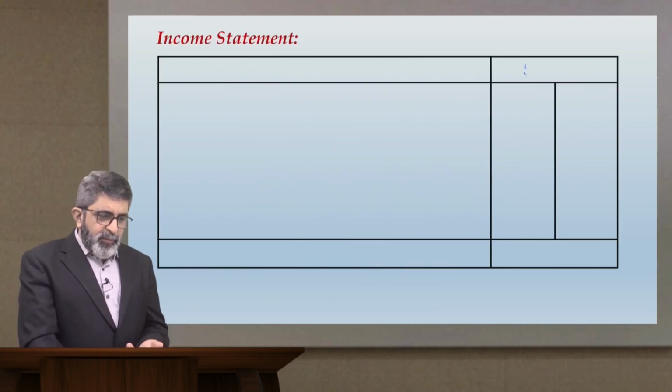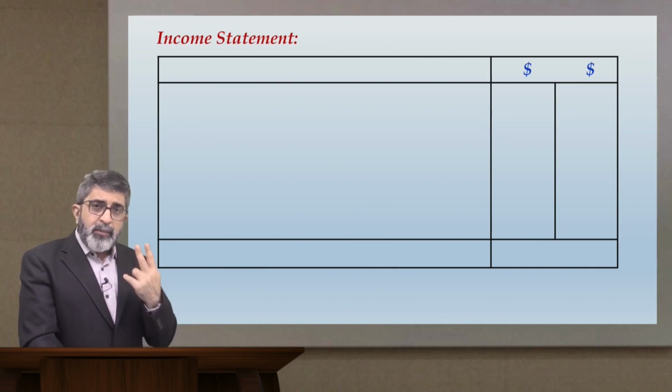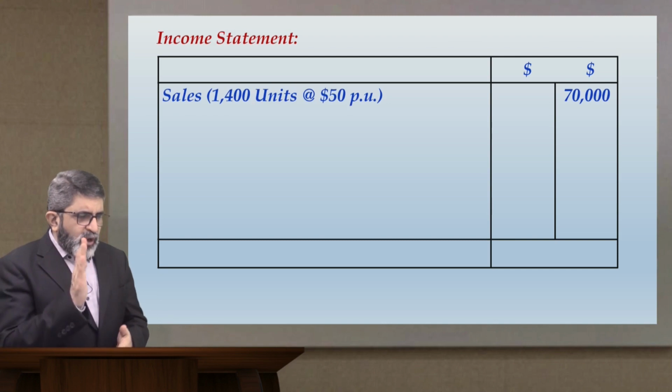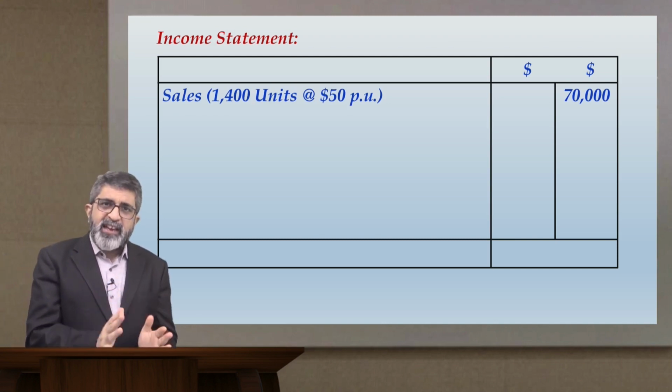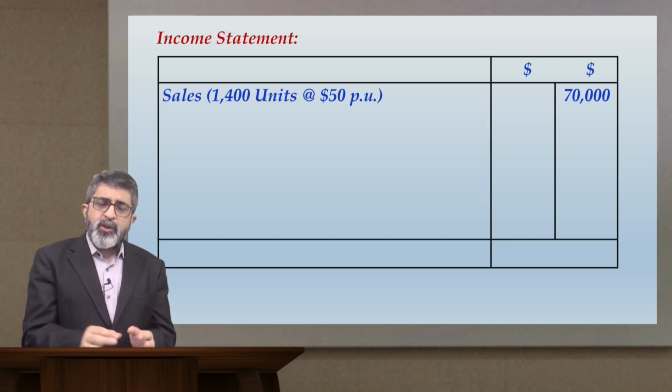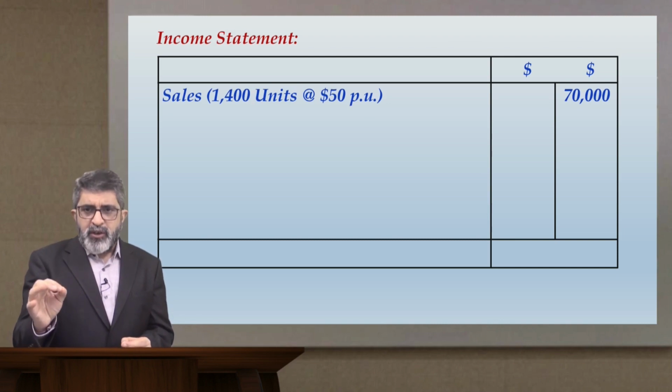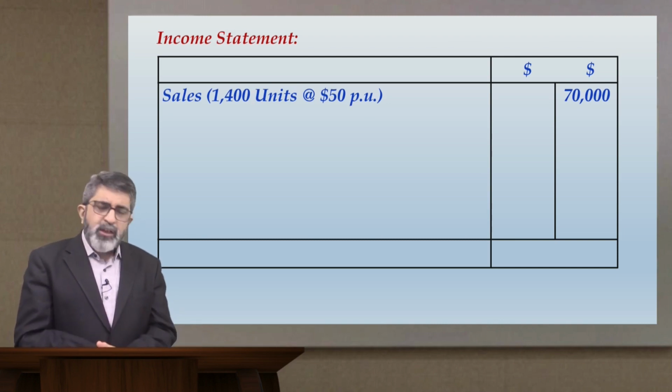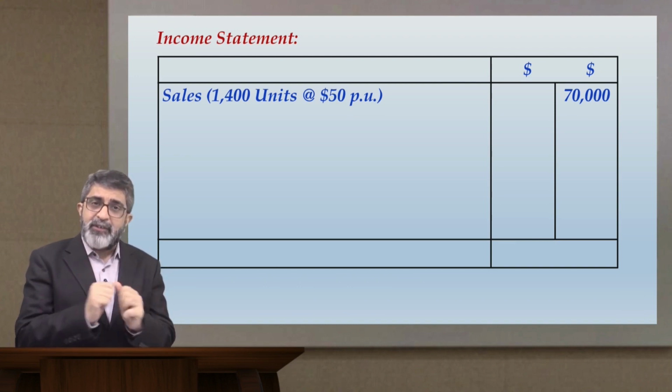In your income statement, you make a double column presentation. One is the main column, one will be the inner column. You record your sales first of all. So sales will be 1,400 units at $50 per unit. That will be $70,000. That is your sales revenue.